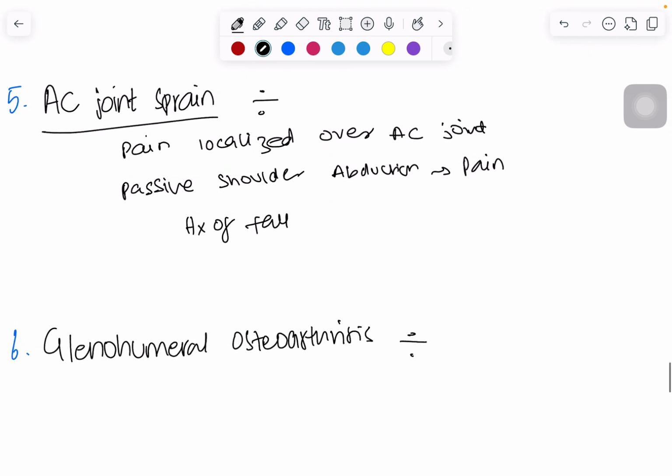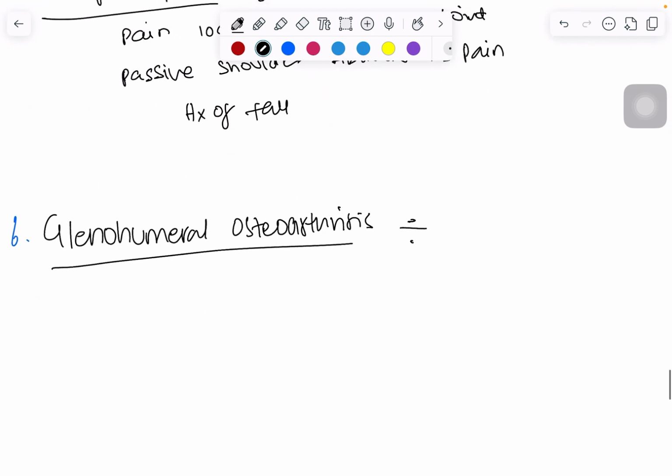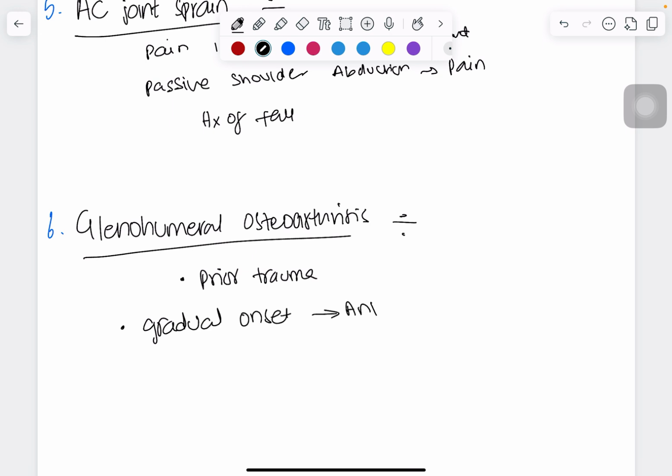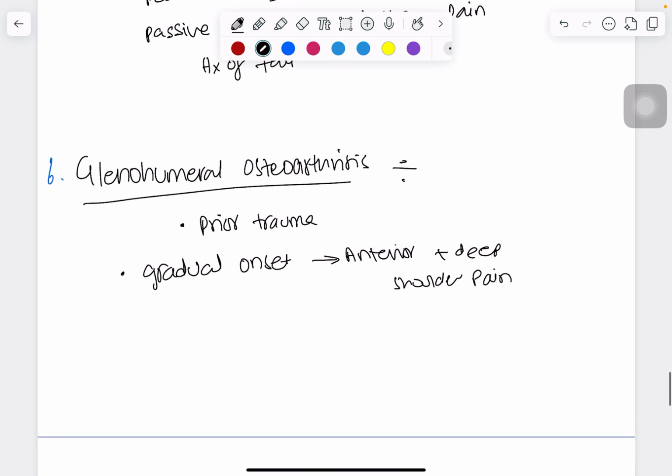Then we have glenohumeral osteoarthritis as our next differential. This is more uncommon, and usually there is again a history of trauma. The onset of the pain is more gradual. There is anterior and deep shoulder pain, and active and passive range of motion are affected. Abduction and external rotation are again affected.